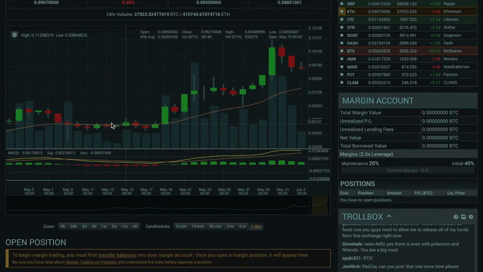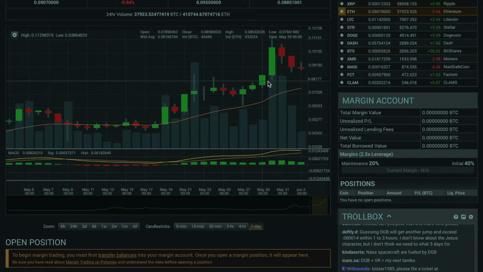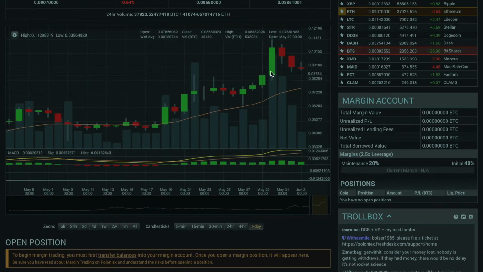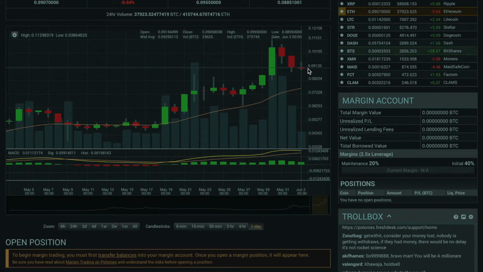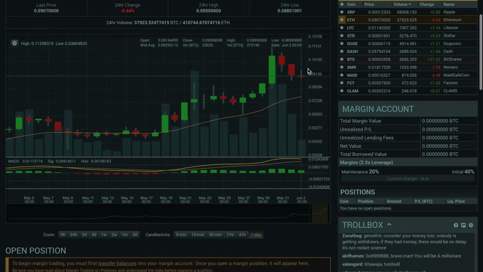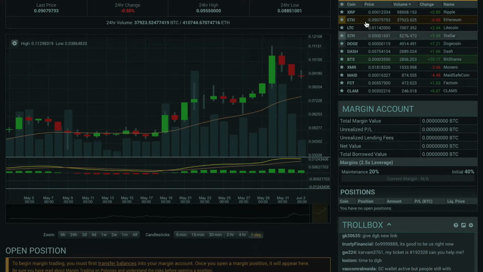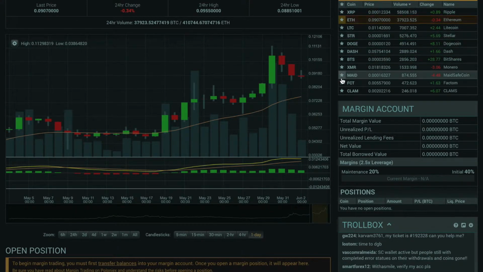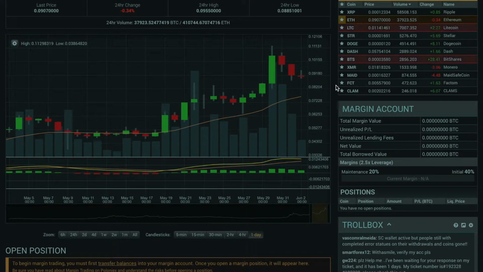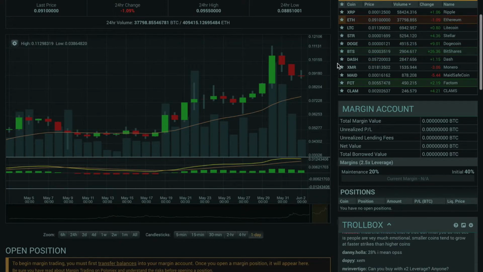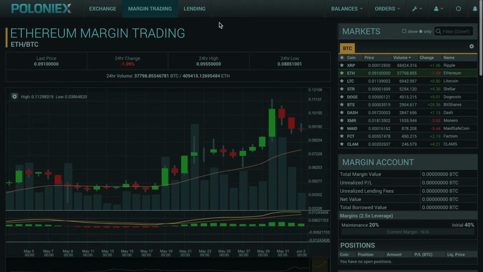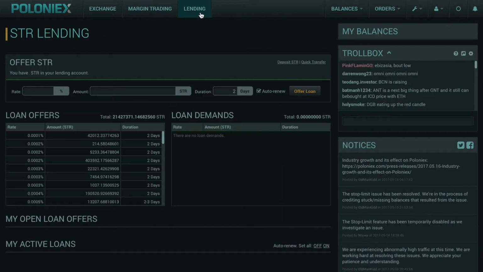But the benefit of the margin is that it increases your investment capabilities. You can go long, as you can do on a spot exchange. You can go short, which you actually cannot do on a spot exchange. And since you have some extra money, you can trade on more pairs simultaneously than you may do on a spot exchange. And let's check one last tab, lending.